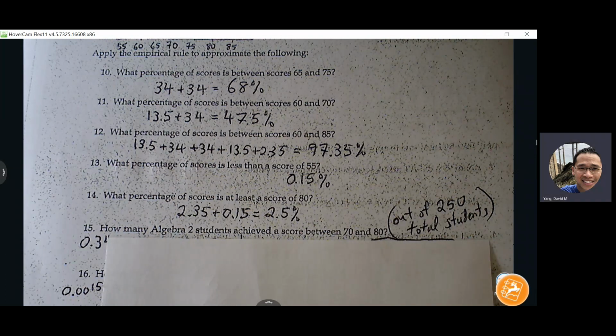Okay, so 15, we can just take that percentage, change it to a decimal, and then to a probability and multiply that by 250, right? So notice everything up until 14 is percentages.